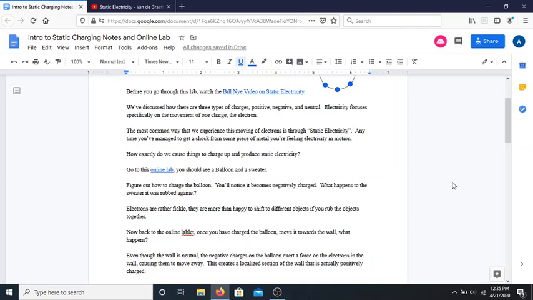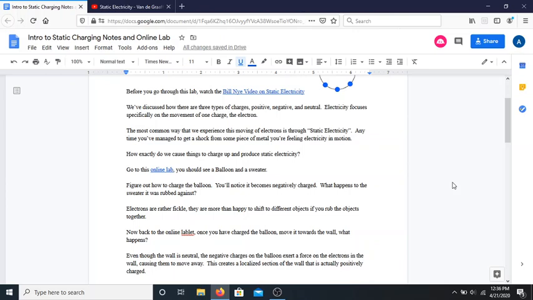When we talk about electricity, it focuses specifically on the movement of one type of charge, which is the electron. For us, the most common way we experience that is through what we consider static electricity. It's a term you've probably heard multiple times, especially whenever you shock yourself on a doorknob. People will say, oh, it's static electricity. We're going to take a couple of minutes to talk about exactly what that is.